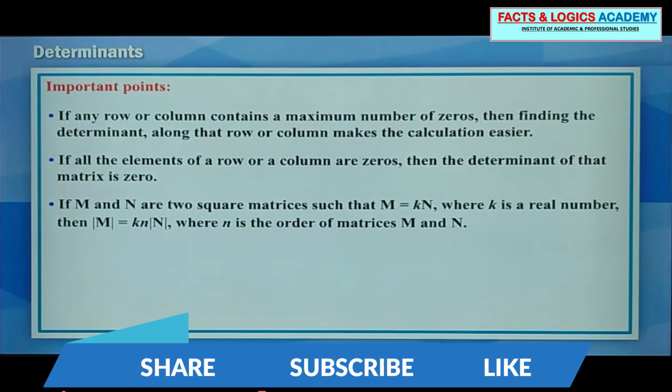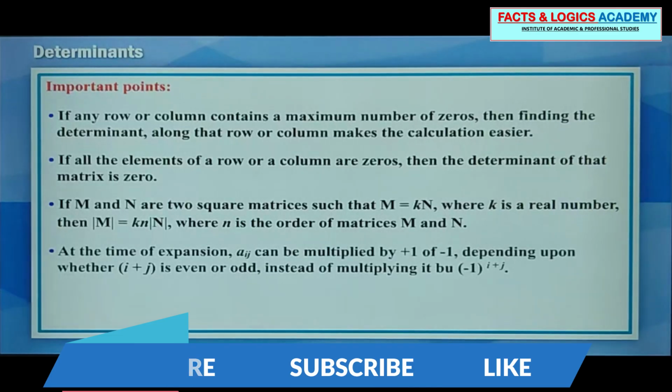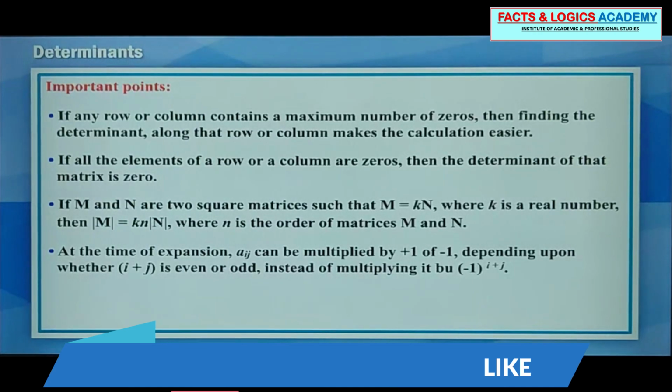If M and N are two square matrices, such that M is equal to K into N, where K is a real number, then the determinant of M is equal to K raised to the power of n into determinant of N, where n is the order of matrices M and N. At the time of expansion, the ijth term can be multiplied by plus 1 or minus 1, depending upon whether i plus j is even or odd, instead of multiplying it by minus 1 raised to the power of i plus j.